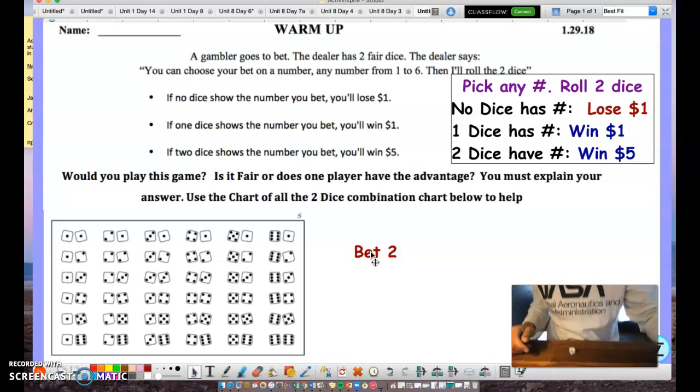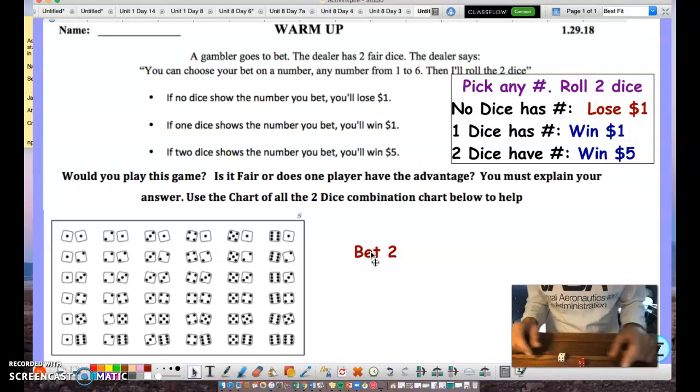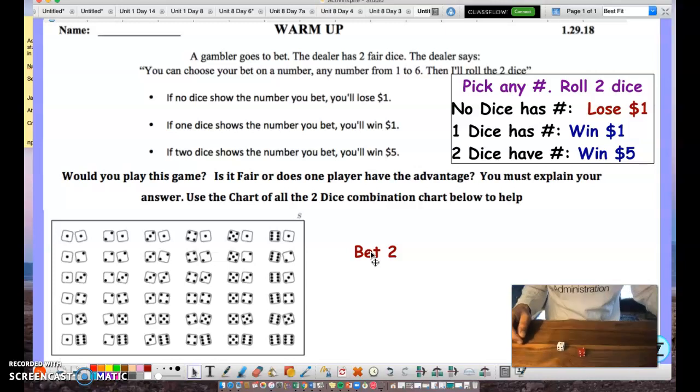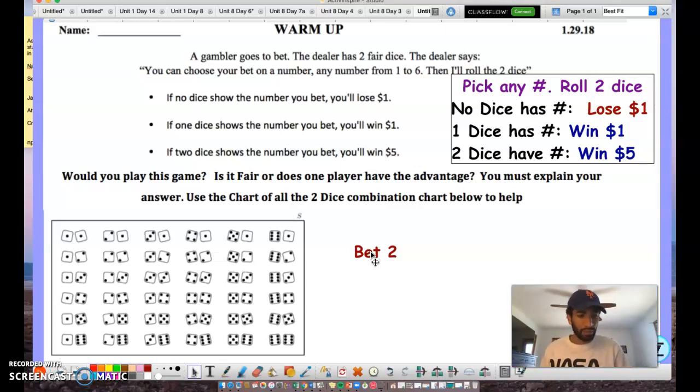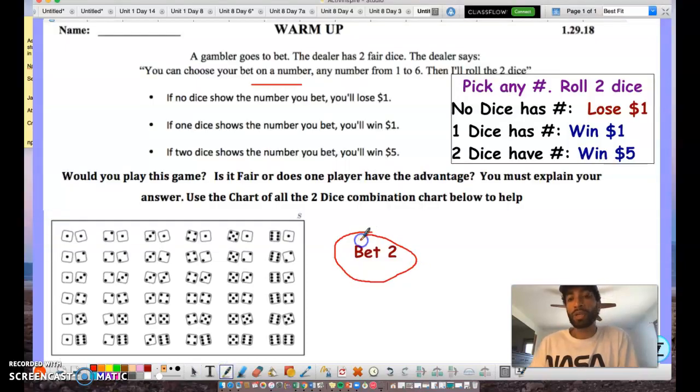I'm sure you're very excited because today we're going to play another game involving dice. But this time it's going to have two dice. Now here's the game, I'll run you through it. I am the dealer, right? So I have two dice. What I'm going to do is say, you can choose your bet on any number. Basically, pick any number. So let's just say you guys pick a 2, right?